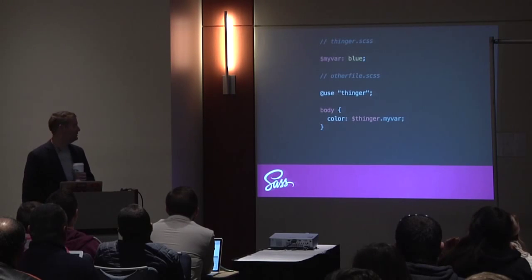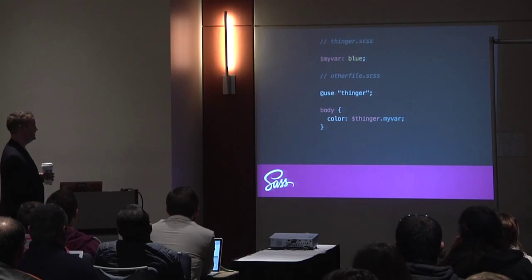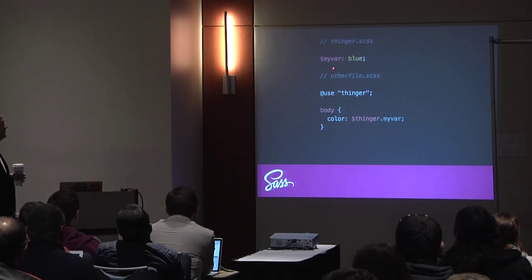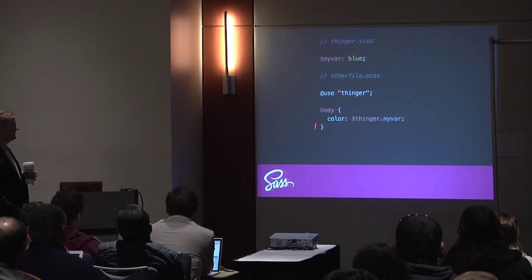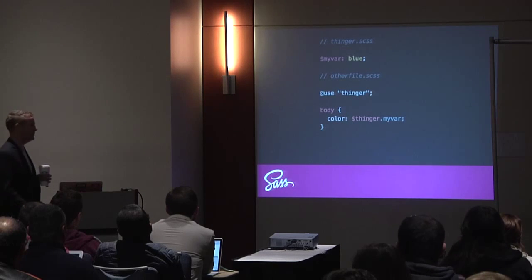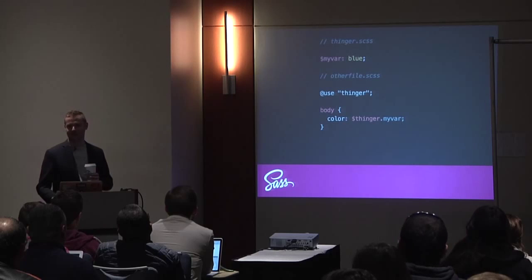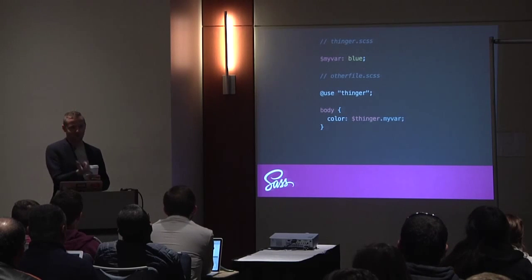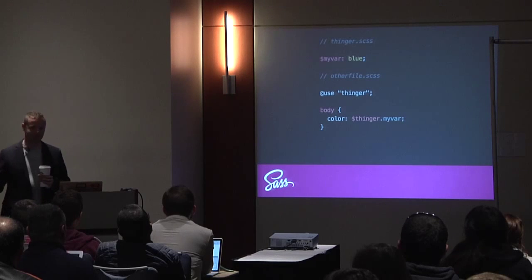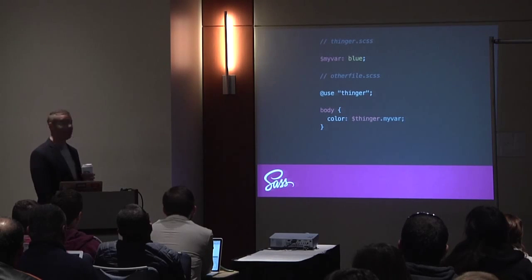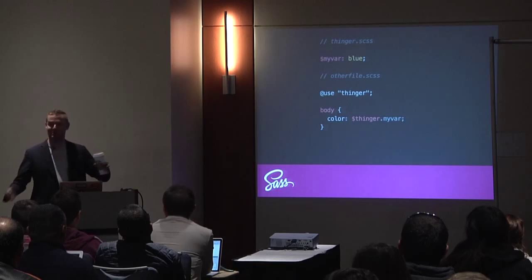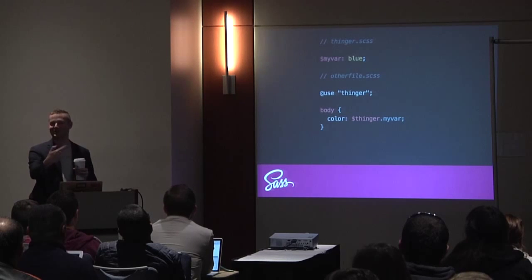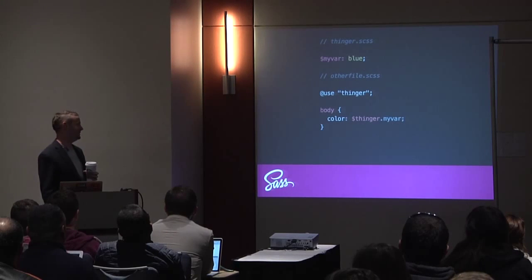But basically, this is the current design: in a file, thinger.css, you set myvar to blue, then you say use thinger, and then thinger.myvar. The way you'd probably do this is to have your vars folder. A lot of people have all their color files or something like that. You include that in most of your files when you need to use it. That way our whole compile tree will know that the first thing we need to do is look at that var file, because pretty much everybody uses it.